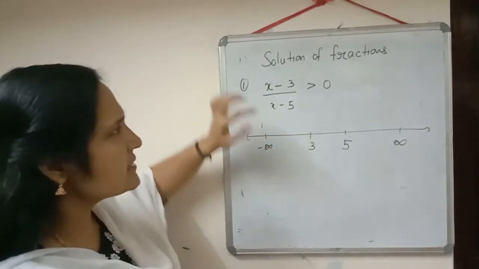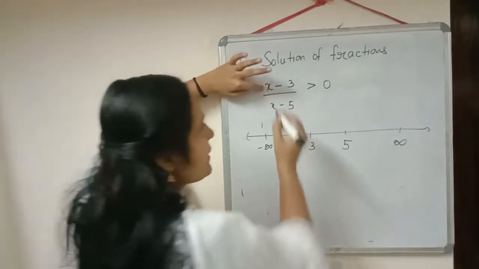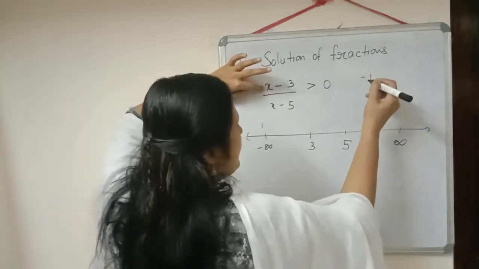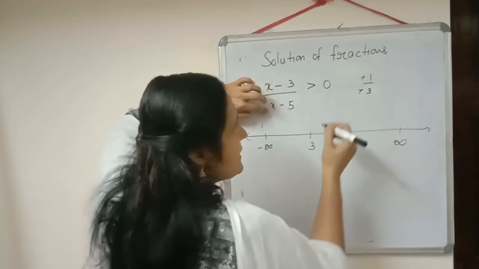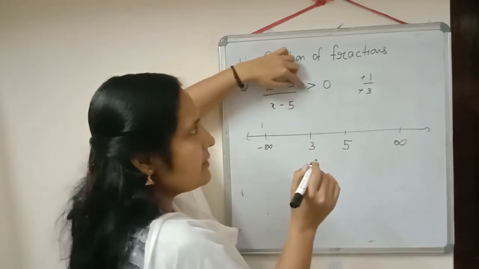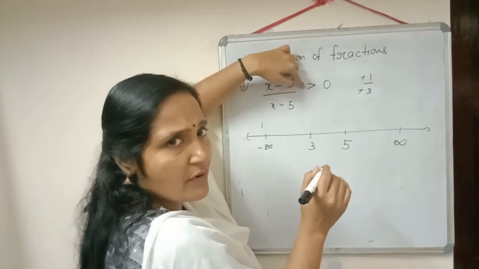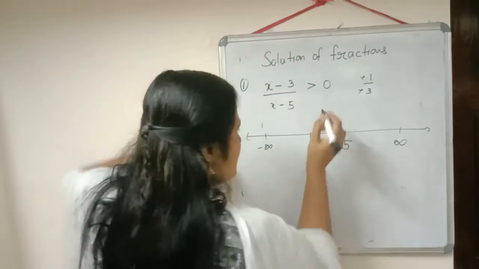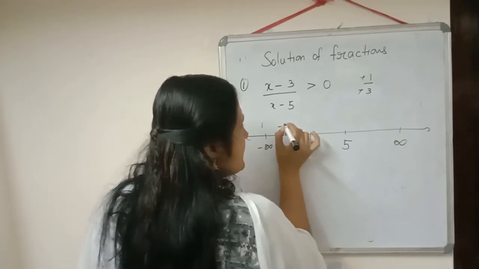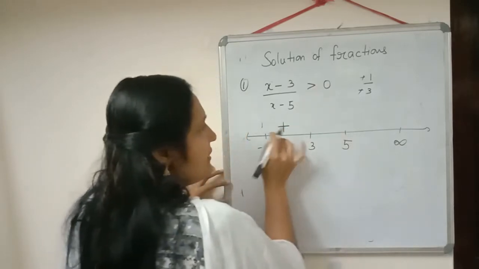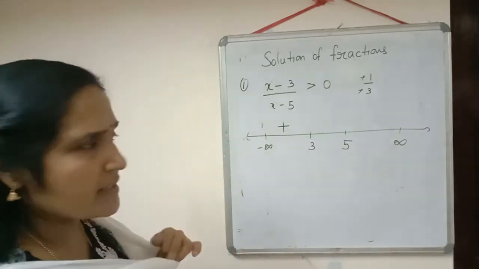Okay. So substituting 2 here, what will come? (2 minus 3) by (2 minus 5), that is minus 1 by minus 3. These two negatives will get cancelled. We are getting 1 by 3. 1 by 3 is greater than 0. Correct? So just write down here that we are getting greater than 0. Here this rational number is positive.